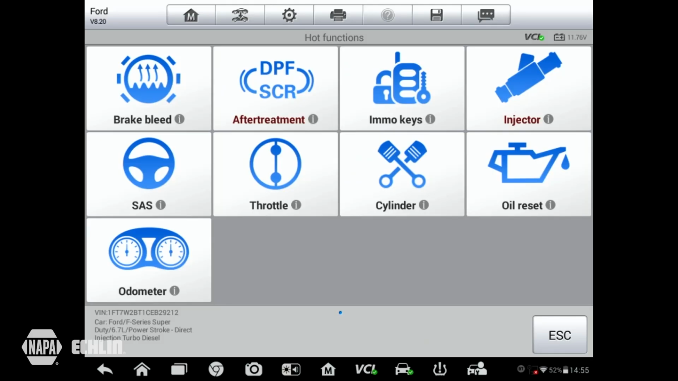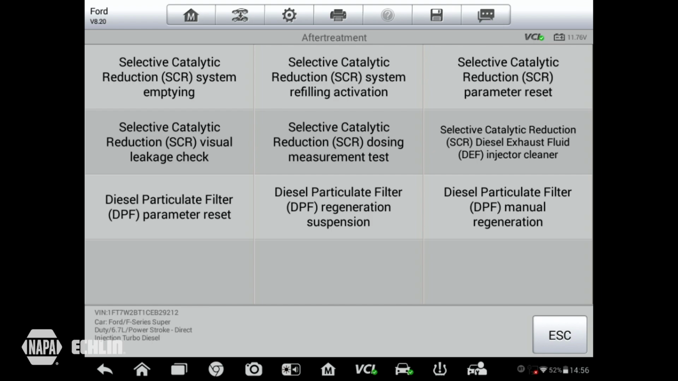We have our aftermarket scan tool connected to this 2012 Ford F-250 with a 6.7 liter Power Stroke. You can see in the menu of options that we have quite a few systems we can do functions on with this scan tool. I'm going to select the DPF SCR, and you'll notice the menu that comes up after that. We have a lot of different things we can do.